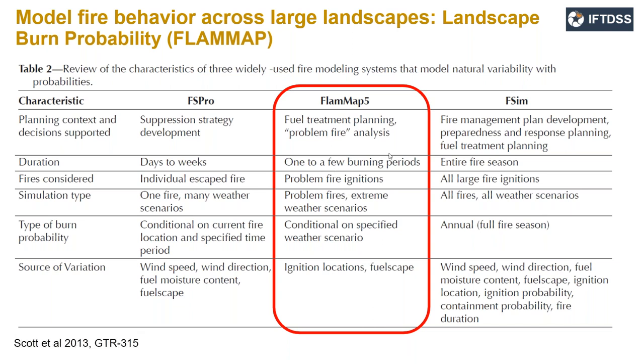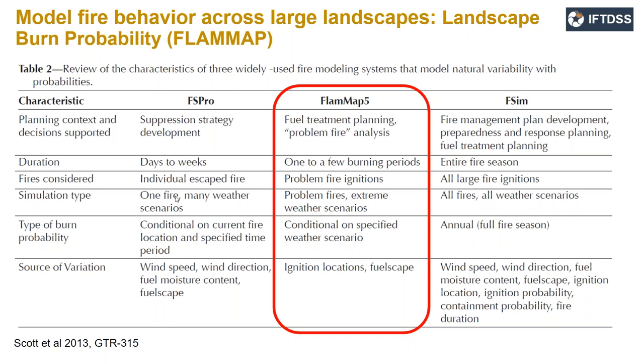You actually specify the duration of the burning period. We currently are using randomized ignitions across the landscape. I won't steal Nicole's thunder about the changes we're going to be making to ignition potential. So that's how this burn probability model differs from, say, FSim, which is looking across a full fire season, and FSPro, which is really looking more for suppression strategy development based on one fire and many weather scenarios.